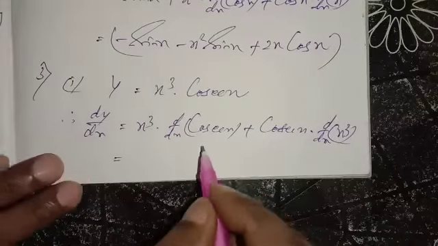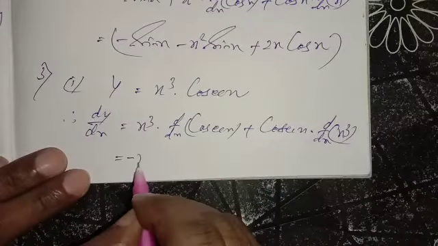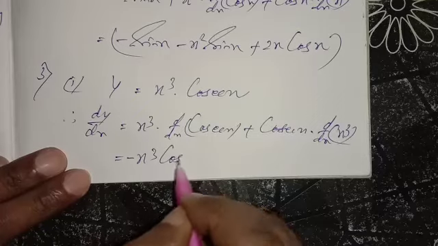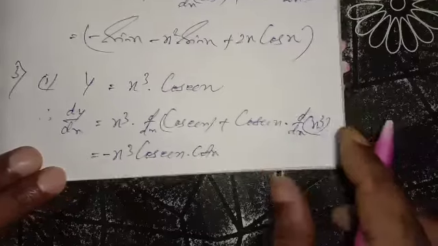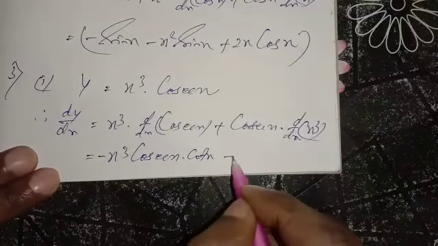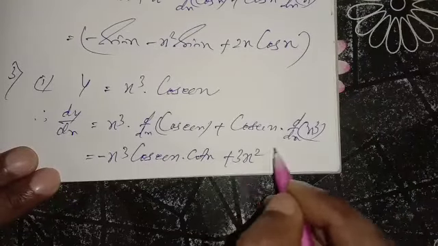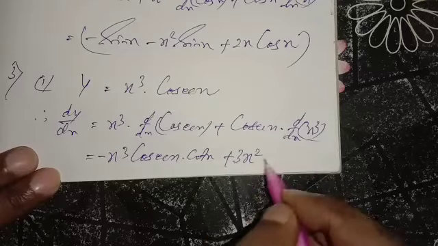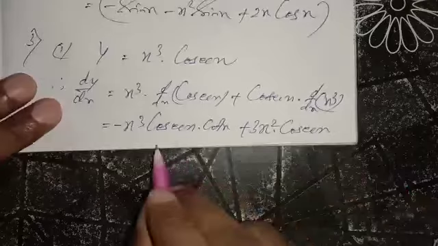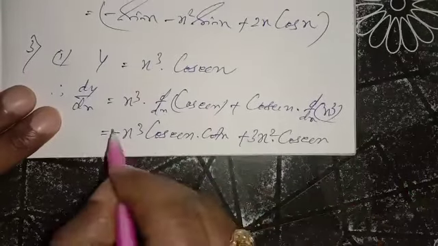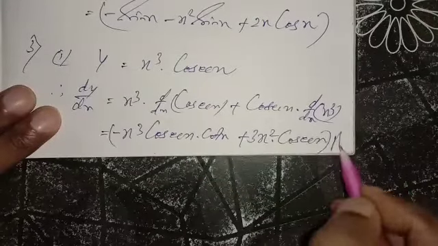The derivative of cosec x will be minus cosec x cot x, that means minus x cube cosec x cot x, and here the derivative of x cube will be 3x square, the power 3 comes down and the power becomes 2, so plus 3x square into cosec x. You can take cosec x common, otherwise keep it like this. This is the answer of number 3 first part.